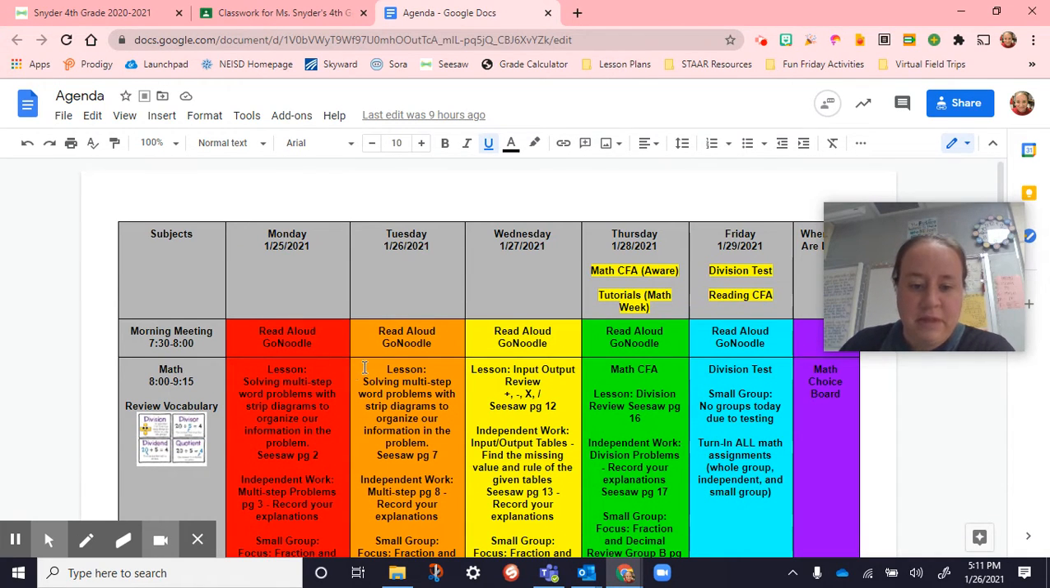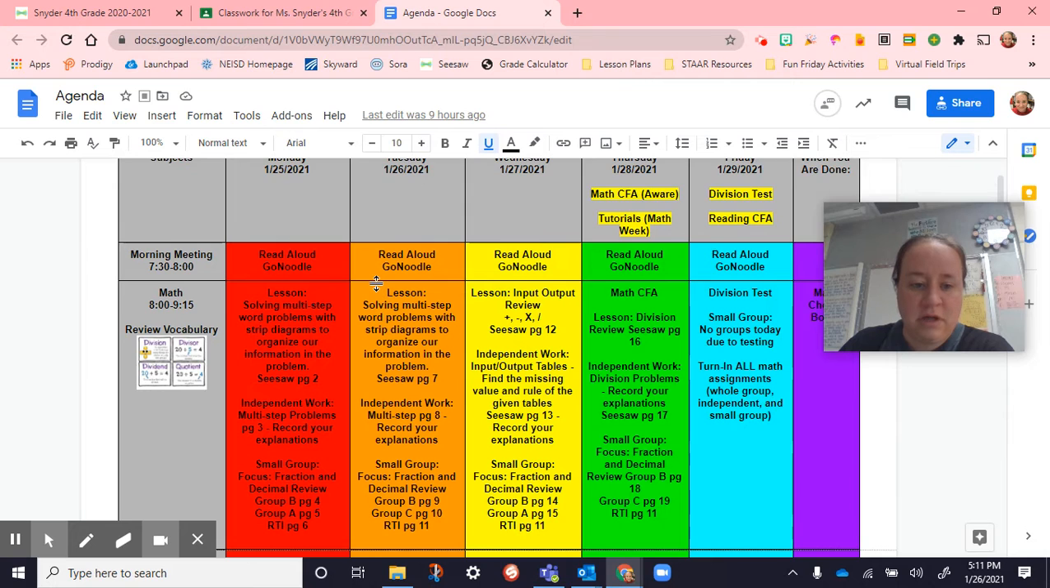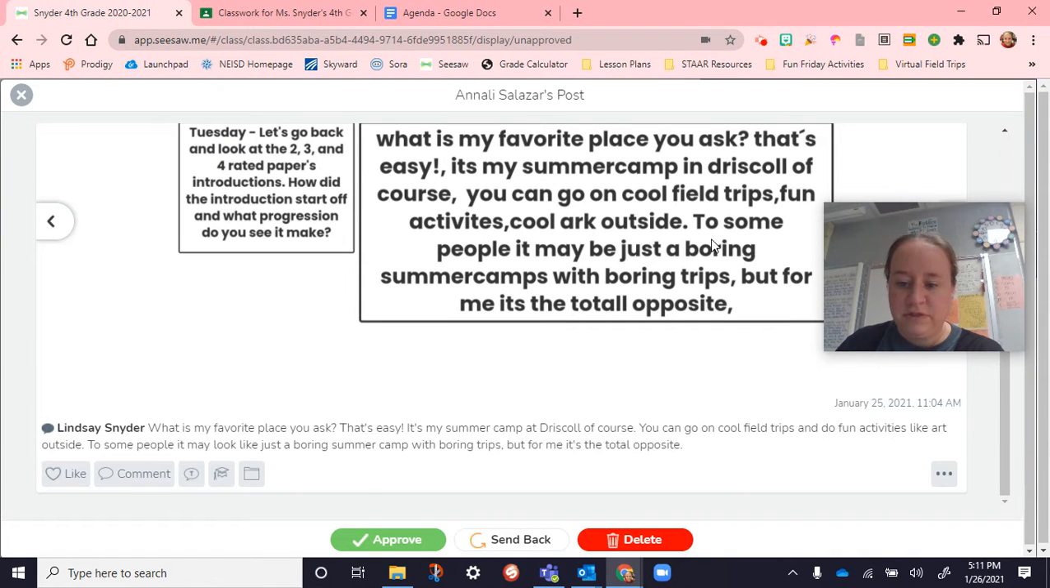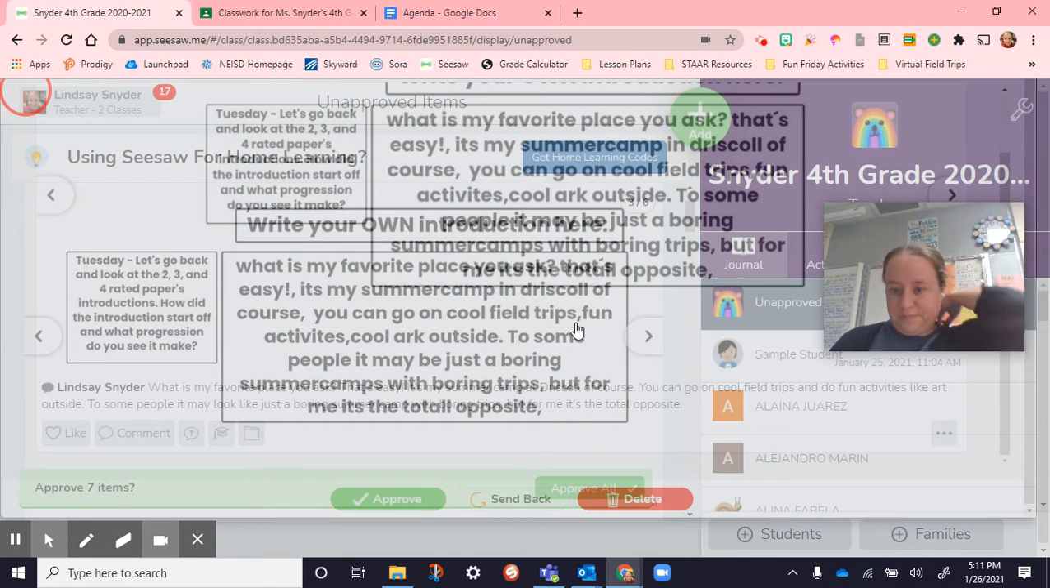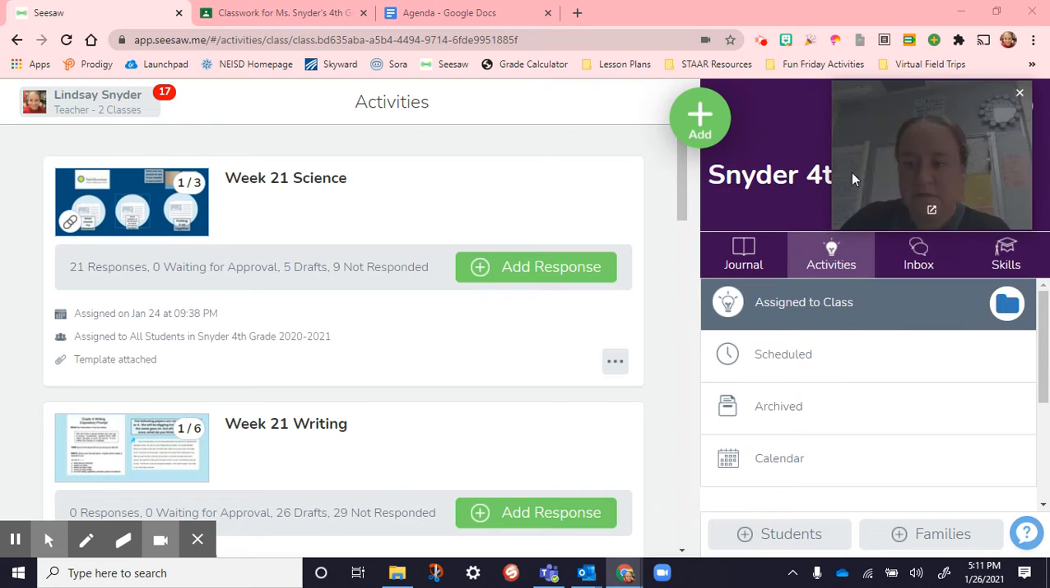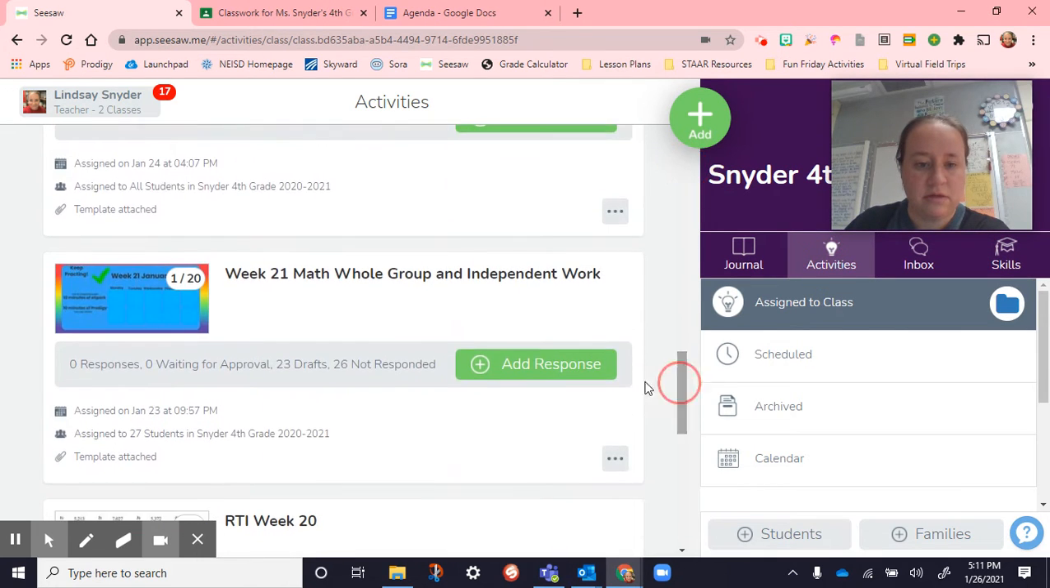This is Tuesday, and today we started off our morning with continuing solving multi-step word problems with strip diagrams to help us organize our information. And we did that in Seesaw. So if we head over to Seesaw, head over to your activities, and in math, week 21.